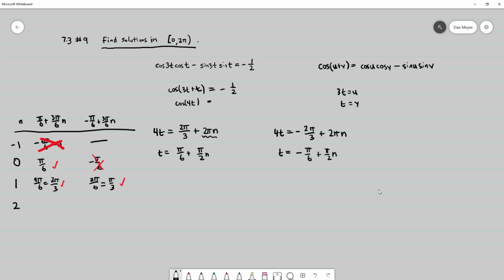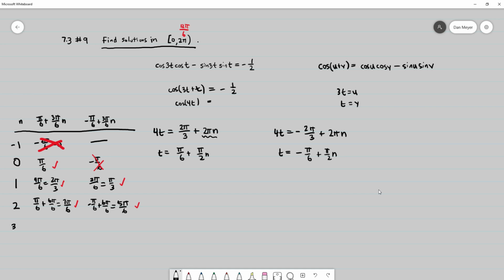When n is 2, I get pi over 6 plus 6 pi over 6, which gives me 7 pi over 6. That is good. I guess our upper bound here would be 12 pi over 6 if we're looking for something in terms of denominator 6. So 7 pi over 6 is good. 7 pi is smaller than 12 pi. Here we'll get negative pi over 6 plus 6 pi over 6, which is 5 pi over 6. That is also good.